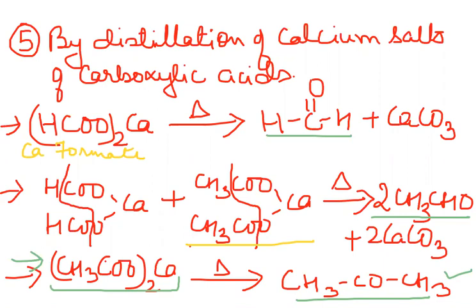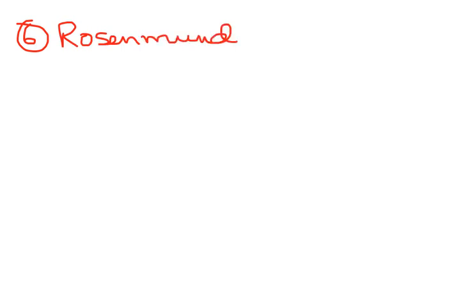Now there are a couple of reactions which are meant only for the preparation of aldehydes, and there are certain reactions which are meant only for the preparation of ketones, out of which one or two we can do here. So let's go to that. If I go to the sixth method, whereby we are going to prepare only the aldehydes, this can be done with the help of Rosenmund reduction. Rosenmund reduction.